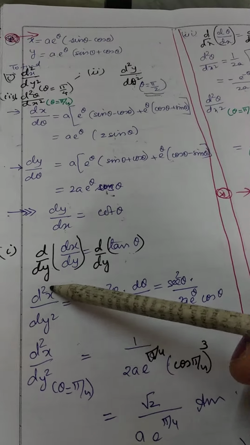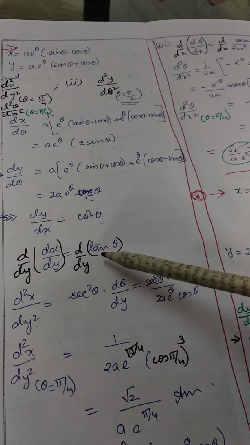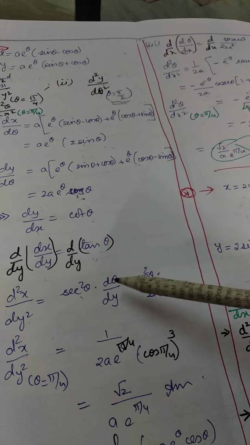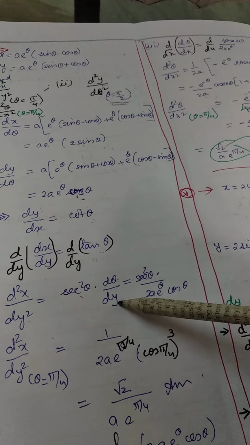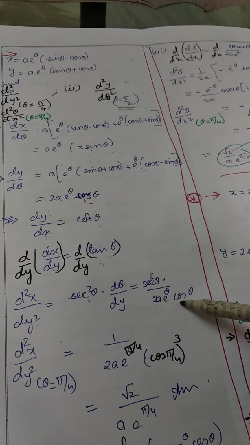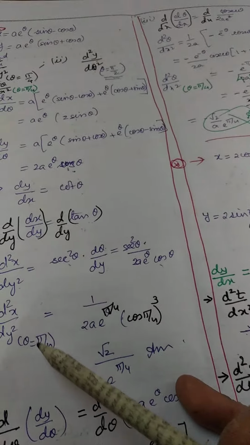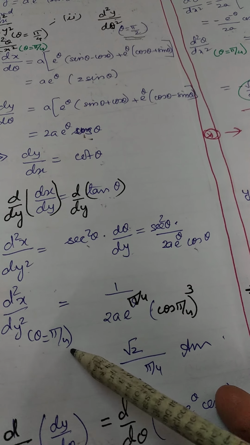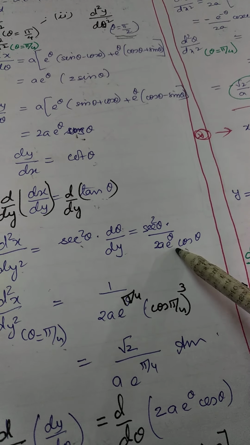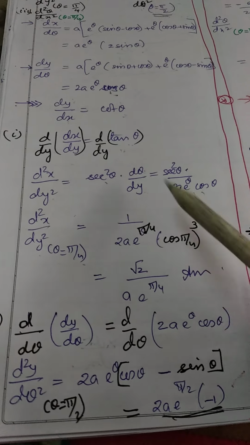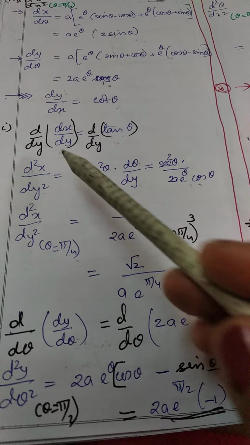The left hand side gives you d2x/dy². Now this is tan θ. Tan θ's derivative is sec² θ, and then by the chain rule, dθ/dy is added along with it. That's not enough because the question says find d2x/dy² at θ = π/4. Just replace θ with π/4 and you have the answer. So this is for d2x/dy².